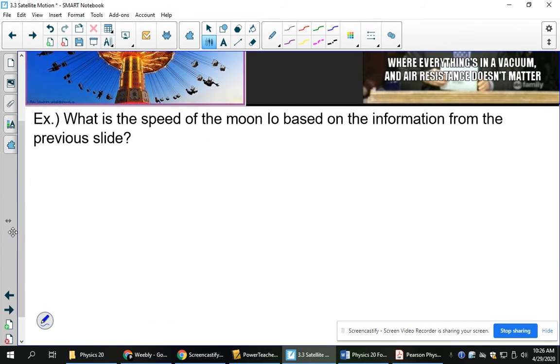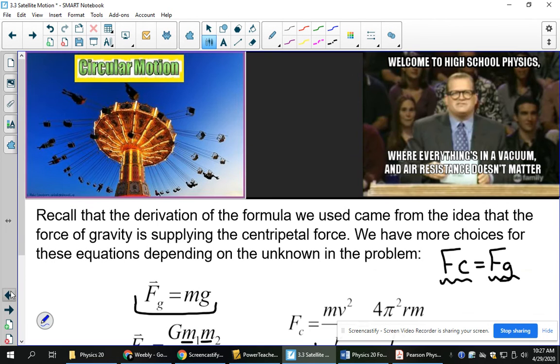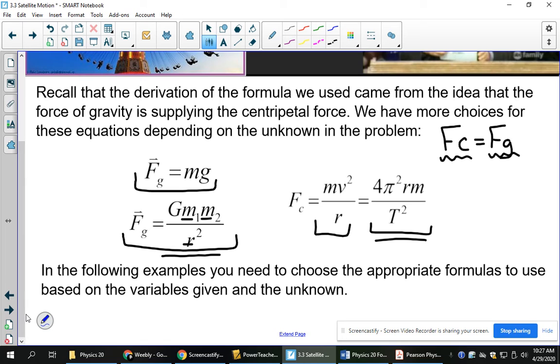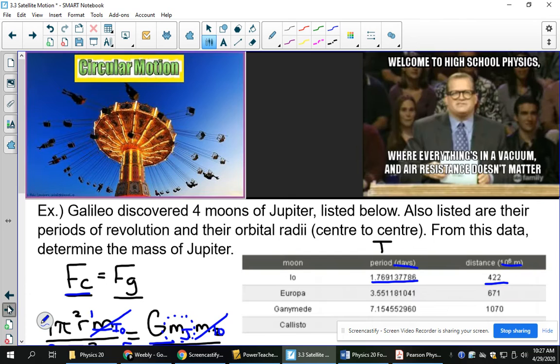And we try again. What's the speed of the moon Io based on the information in the previous slide? So we want the speed of that moon, and what's keeping the moon in a circle, again, is force gravity. That's where you always start. I want to find the speed of the moon. So if I go back a couple slides, I need to pick the equation according to which one has speed in it. This equation doesn't have speed in it, so I'm not going to pick that one. I'm going to pick mv squared over r.